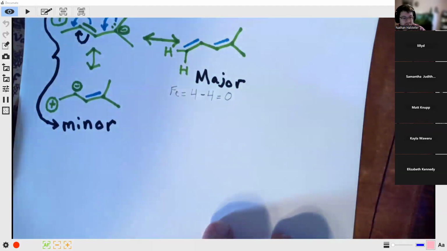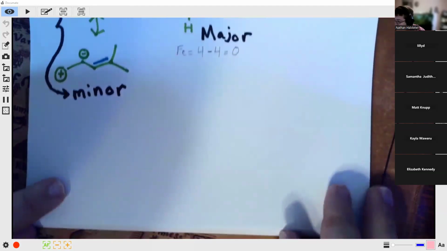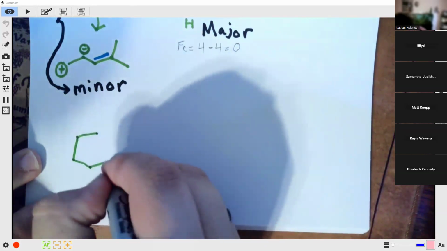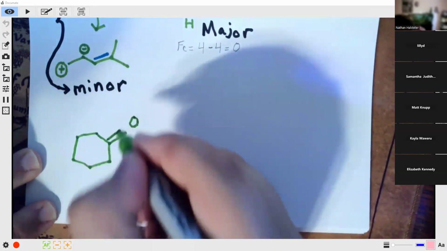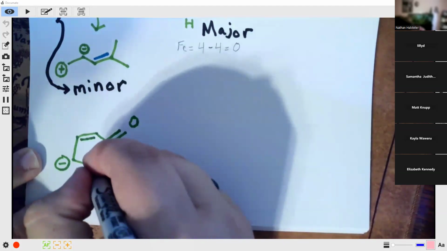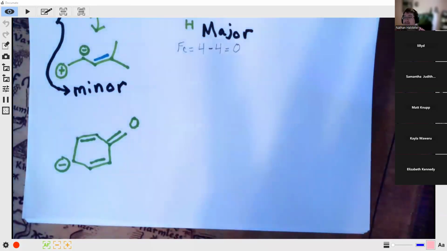So let's look at a hard one. Harder, anyways. We haven't seen a lot of rings yet. I'm going to say this all throughout the semester: do not let rings scare you. They're not scary. I promise they're not. They're just normal molecules like we've been looking at.